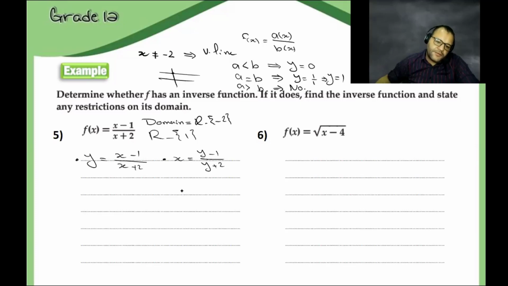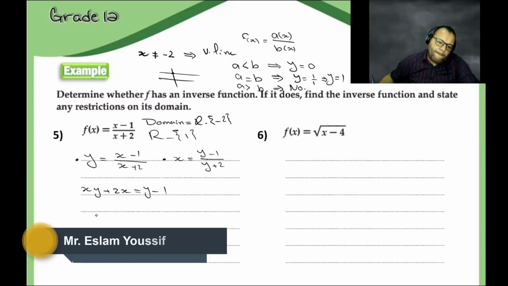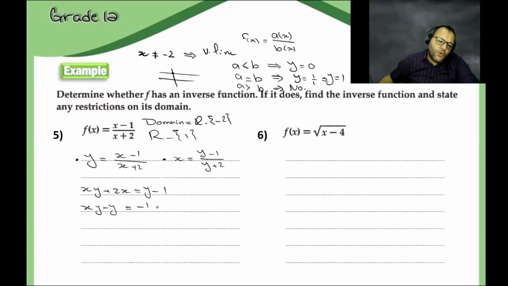We need to solve for y. We multiply x with y plus 2, so it will be xy plus 2x equals y minus 1. Then shift y to the left side and shift x to the right side. You understand? Solving for y.